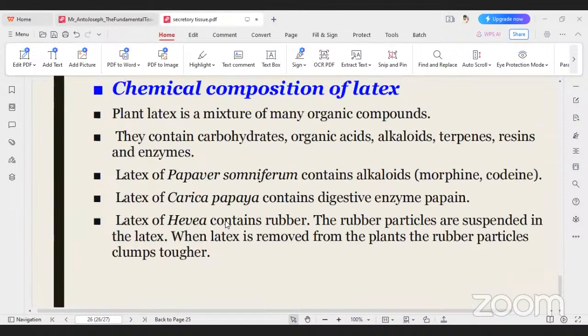What are the chemicals in latex? Many organic compounds are present in latex, such as organic acids, alkaloids, terpenes, resins, and enzymes. Latex of Papaver somniferum contains the alkaloids morphine and codeine. Morphine is used as a drug. The latex of Carica papaya contains the digestive enzyme papain. Latex of Hevea contains rubber. The rubber particles are suspended in the latex. When latex is removed from the plant, the rubber particles clump together.